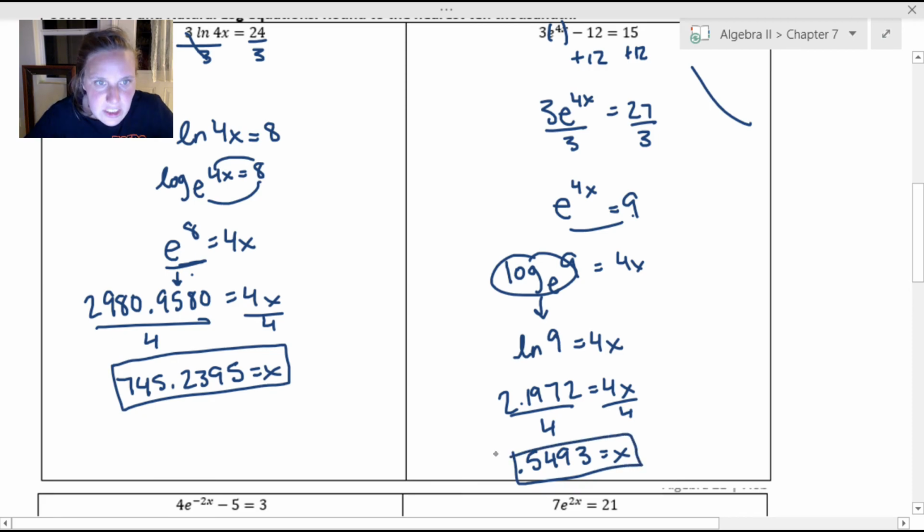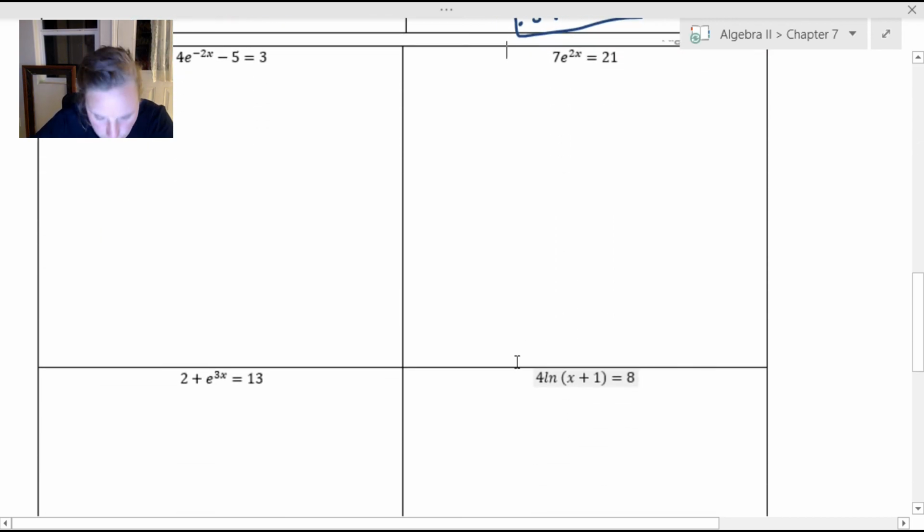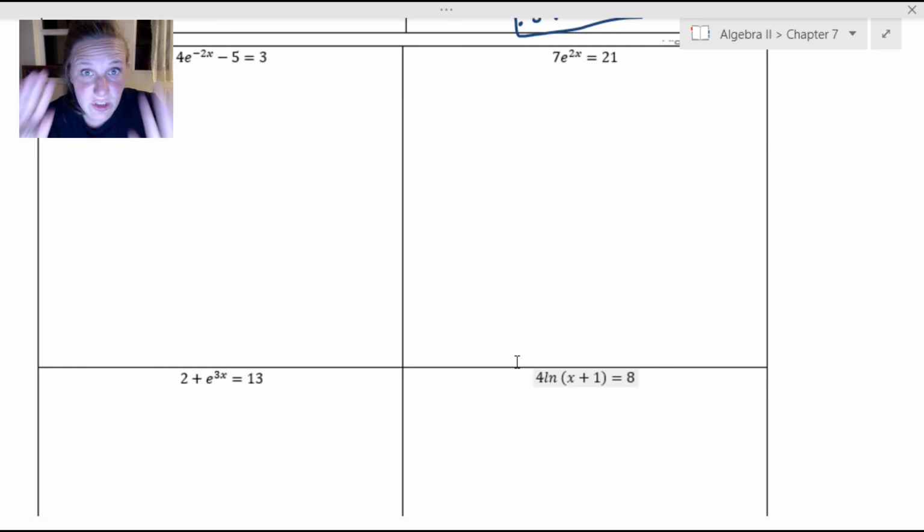Alright, you could always check it back in the top if you want to plug it in. You'd have to use parentheses very carefully. Alright, try the next two. These ones, again, are e's, so you're going to have to rewrite it with the natural log. I hope you pause it and try it. And I know you guys are all going to do that before I do this. Okay, you did it, right?